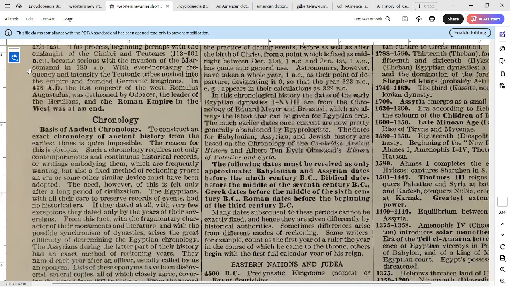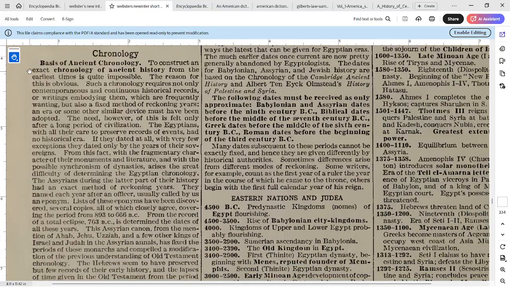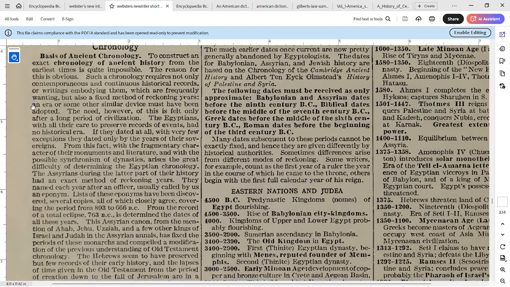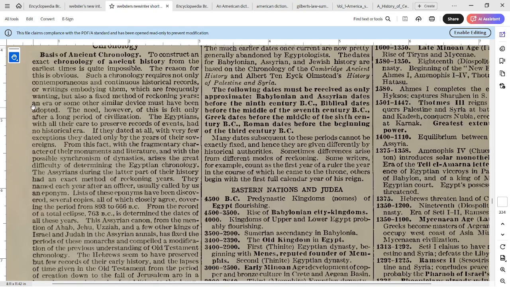Chronology. Based on ancient chronology, to construct an exact chronology of ancient history from the earliest times is quite impossible. The reason for this is obvious. Such a chronology requires not only contemporaneous and continuous historical records or writings embodying them, which are frequently wanting, but also a fixed method of reckoning years. An era, or some other similar device, must have been adopted. The need, however, of this is felt only after a long period of civilization.